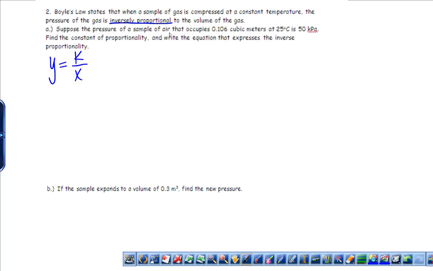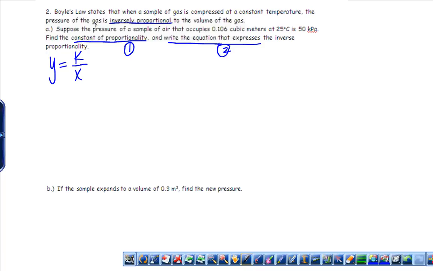Suppose a pressure of a sample of air that occurs at 0.106 cubic meters at 25 degrees Celsius is 50 kPa, so kilopascals. Find the constant of proportionality. So again, we need to find our k and write an equation that expresses the inverse. Okay, so we still got our 2 parts here. So let's figure out what y and x is.